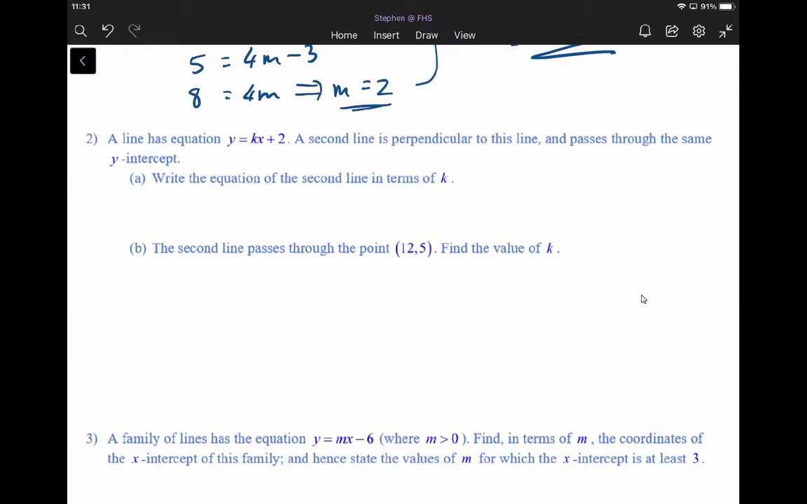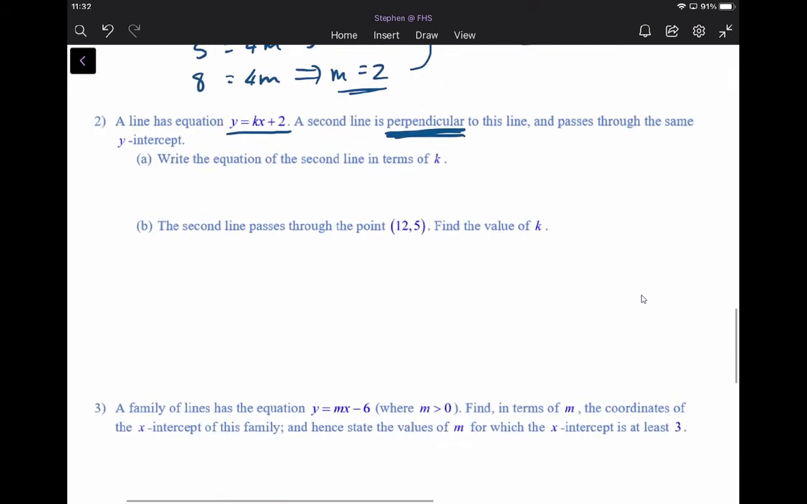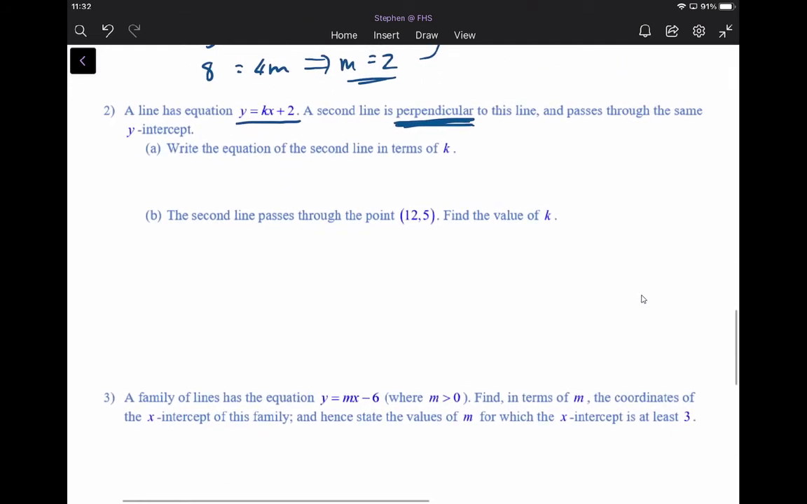So this time we've got a line with equation y equals kx plus 2. So very similar to the previous example, but this time the gradient is k rather than m. Not a big difference, just a different letter. So what we're saying is a second line is perpendicular to this line and passes through the same y-intercept. Okay, so I'm just underlining the main parts of this question. So we have perpendicular and also has the same y-intercept. So it's probably a good idea to write out what the y-intercept of the line is. So we have y equals kx plus 2.